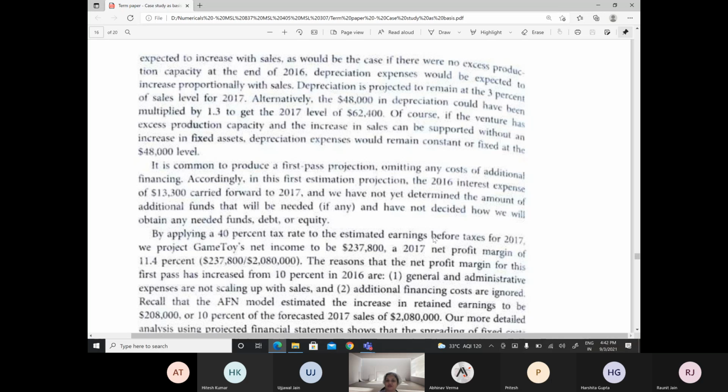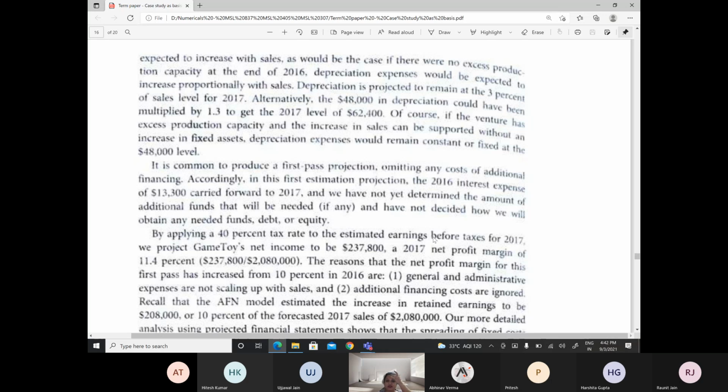Of course, if the venture has excess production capacity and the increase in sales can be supported without an increase in fixed assets, then depreciation expenses would remain constant or fixed at the 48,000 level. So for depreciation, you have to see whether you are utilizing extra capacity or you are still functioning at the old capacity. It is common to produce a first pass projection omitting any cost of additional financing.